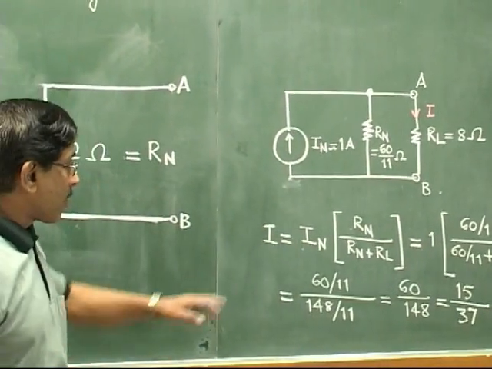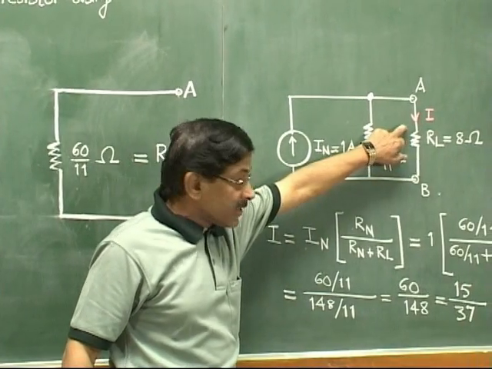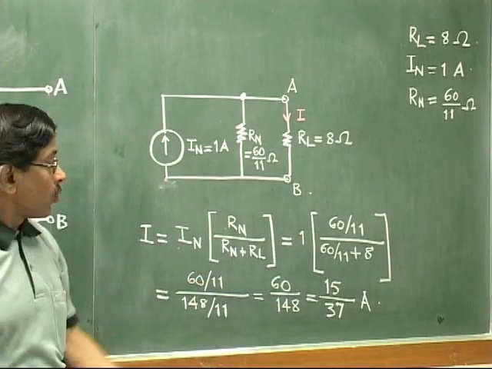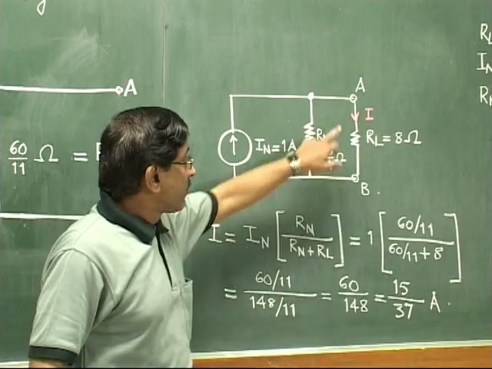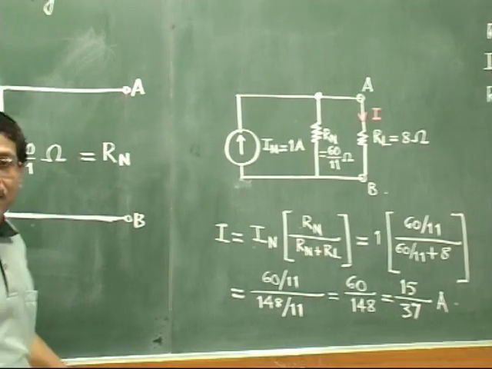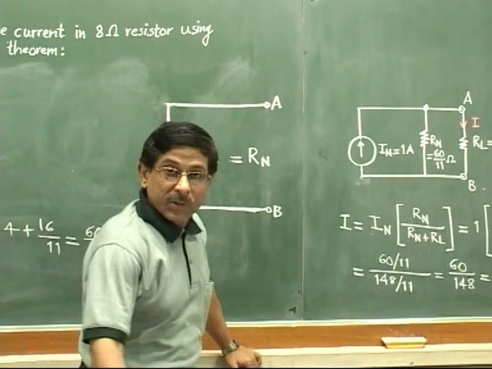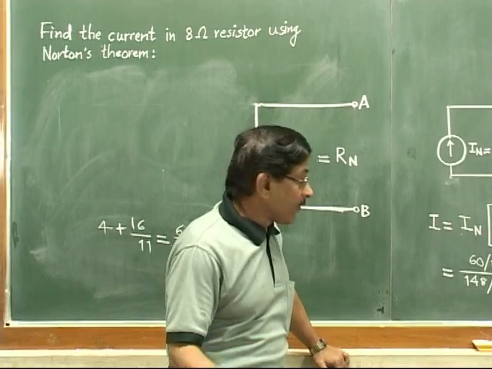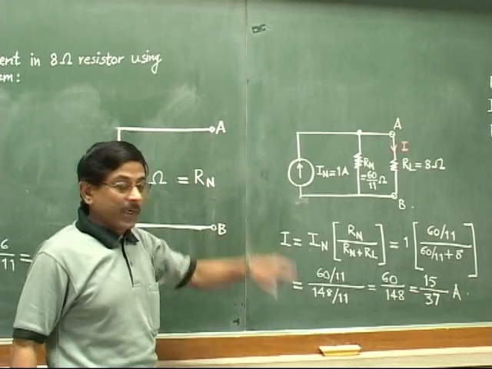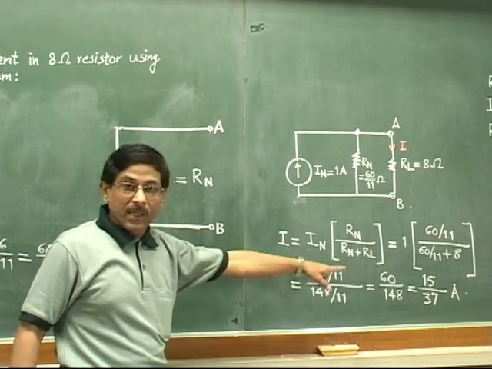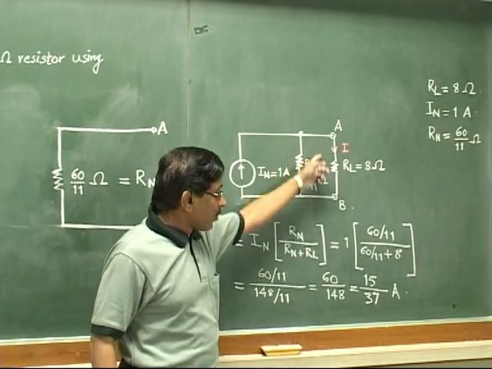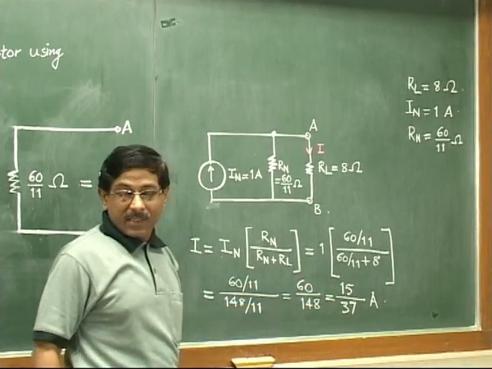So what answer have we got? The current in the given load resistor must be equal to 15 by 37 ampere, and we have also proved that this current must be flowing from points A to B in the given circuit. If you check the answer with all the previous procedures of superposition or Thevenin's theorem, where we have taken the same problem in those videos, you will find that the answer still matches with those results. So the final answer is, the current flowing through the load resistor is 15 by 37 ampere.